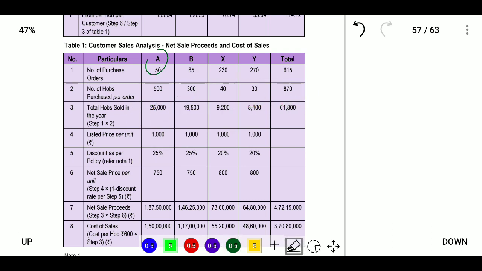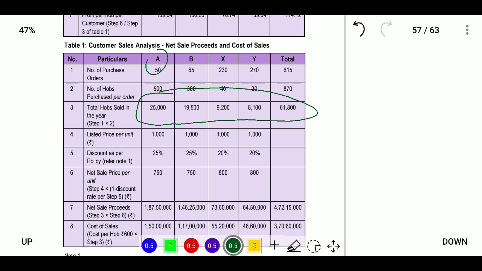From this multiplication we will get the total value. From this total value, they provided the cost of 600 into 25,000, and we will get the amount. We will get the cost of sale. Next, for this we will get the sale value. Sale into sale, we will get the net proceeds.